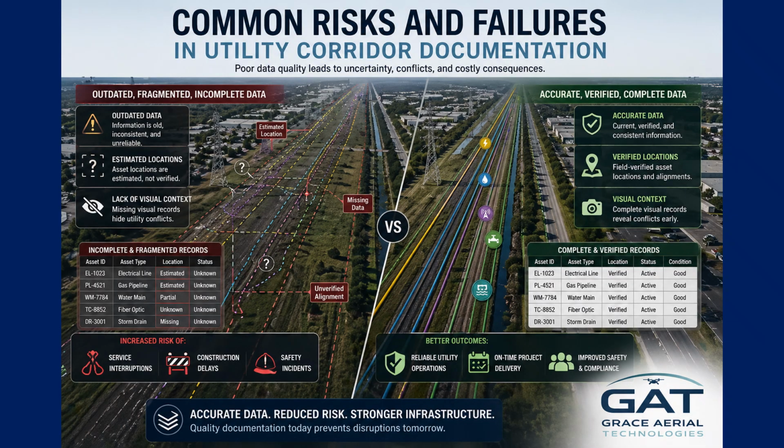Now, there are some risks associated with utility corridor mapping. Risks arise when the corridor data is outdated, fragmented, or incomplete. Asset locations may be assumed rather than verified, and a lack of visual context can obscure conflicts between utilities. These failures increase the likelihood of service interruptions, construction delays, and safety incidents.